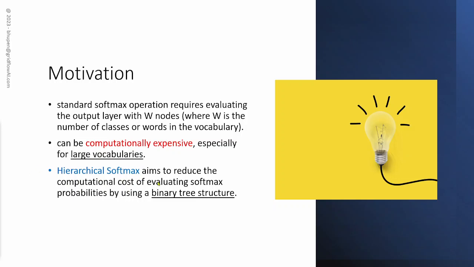So hierarchical softmax aims to reduce the computational costs by evaluating the softmax probability of a subset of the vocabulary, not the entire vocabulary. But in order to select or target the subset of the vocabulary, we have to use an additional mechanism in the algorithm, like a binary tree structure. We're going to talk about what kind of binary tree structure we use here.